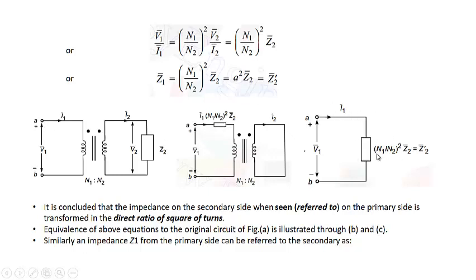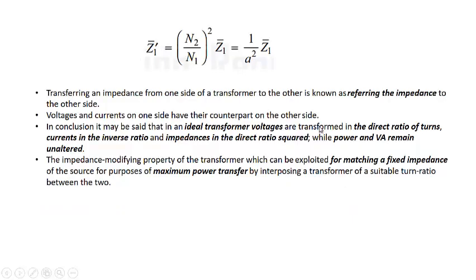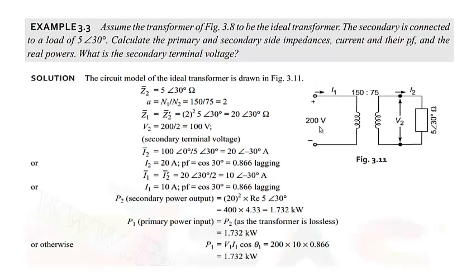We can alter the turn ratio in such a way that this impedance is made equal to the source resistance. In that case, we will be able to transfer the maximum power to the load. In this way we can exploit this property of the transformer to match the impedance so that we can transfer the maximum power. Now let us try to do some numericals and we will be more comfortable in understanding this.